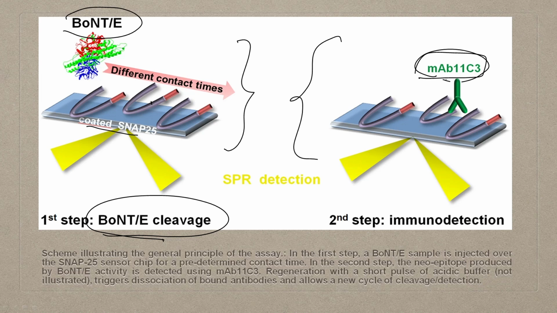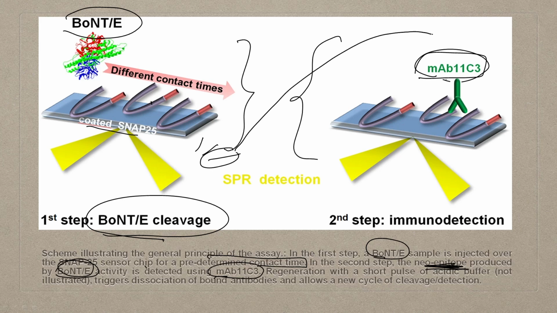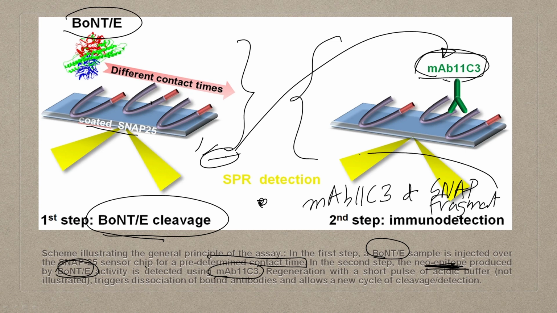Okay. Scheme illustrating the general principle of the assay. In the first step, botulinum toxin E sample is injected over SNAP 25 sensor chip for a predetermined contact time. This is important. In the second step, the neoepitope produced by botulinum toxin E activity is detected using MAB 11C3. So, what is happening here is that this is cutting them into fragments, and there are fragments for which antibodies have been raised. That antibody is this antibody. So, this antibody is now going to bind to that fragment, and this binding assay between MAB 11C3 and SNAP fragment is what you will study in the SPR cycle.